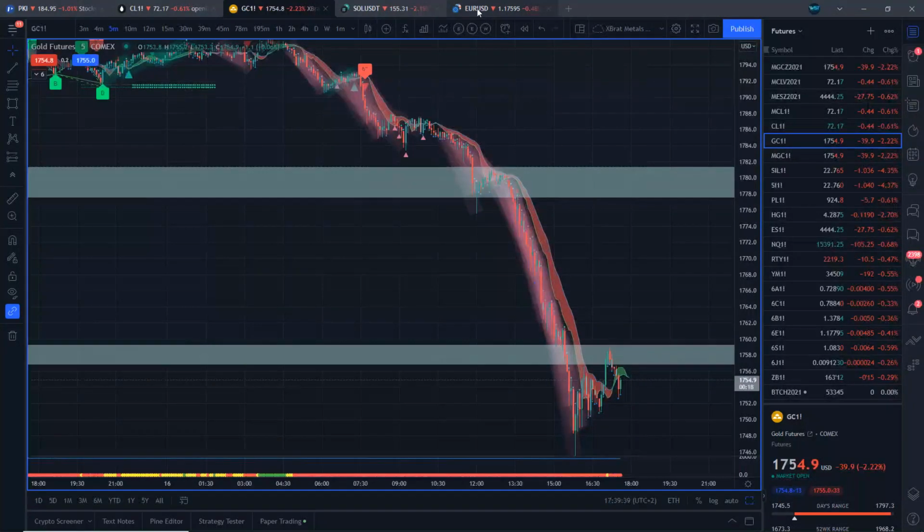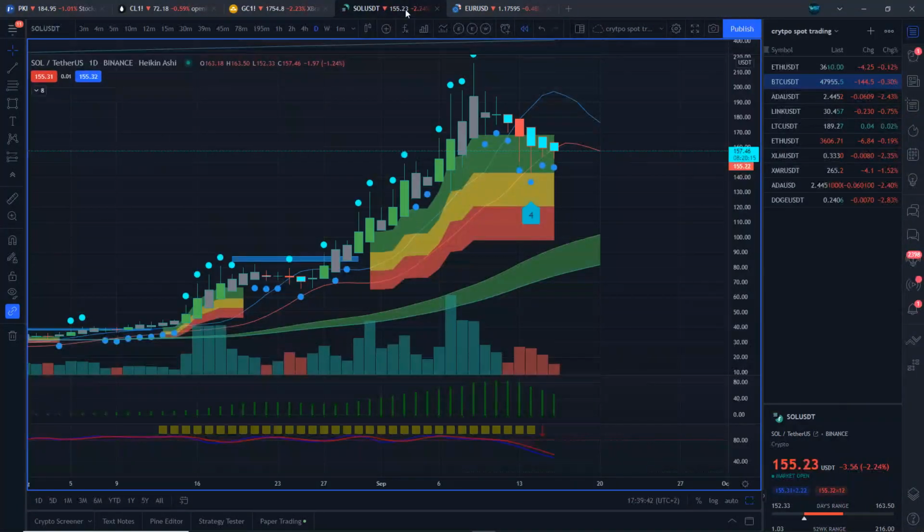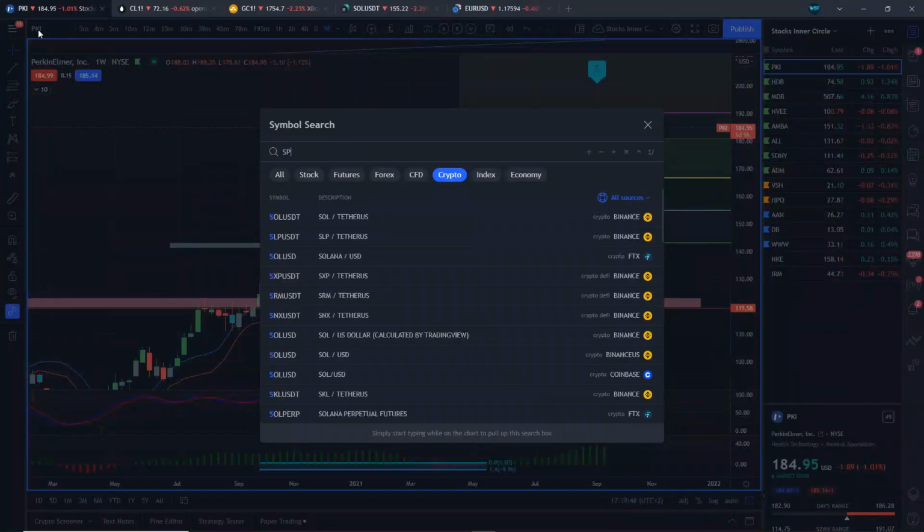Thoughts on SPX and SPY? Let's have a look. I'm on crypto spot trading there, so I don't want to go on that one. Let's go on my stocks one. Let's go to SPY.